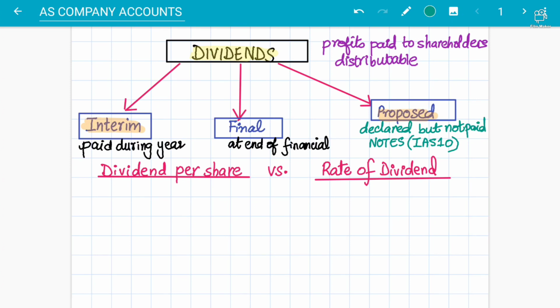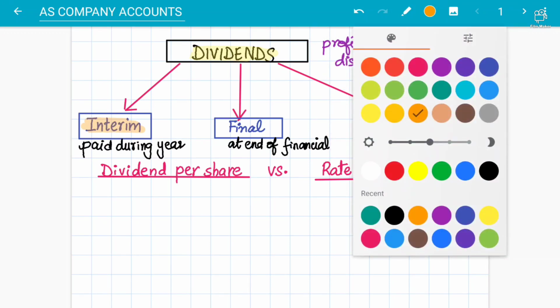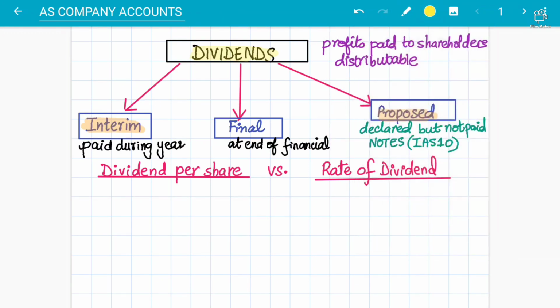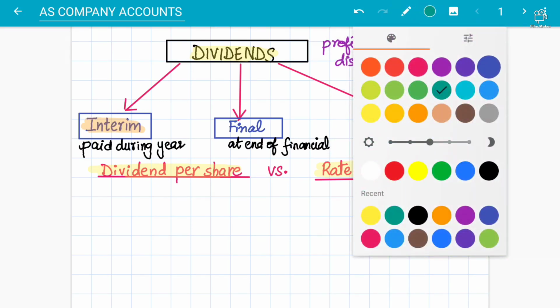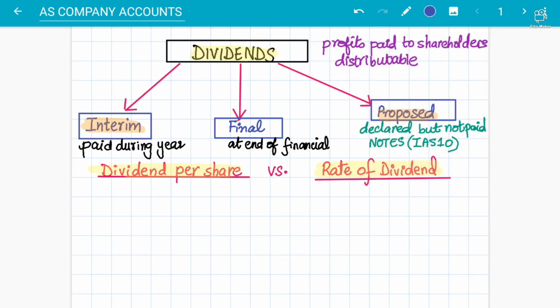Now, a couple of important things that can come up and that can be technical and critical as well. So is basically what is the difference between the dividend per share and the rate of dividend. Okay, so what do you mean by rate of dividend and what do you mean by dividend per share? Sometimes in the adjustments that we do for the statement of changes in equity, let's write it down, the SOCIE is the statement of changes in equity.